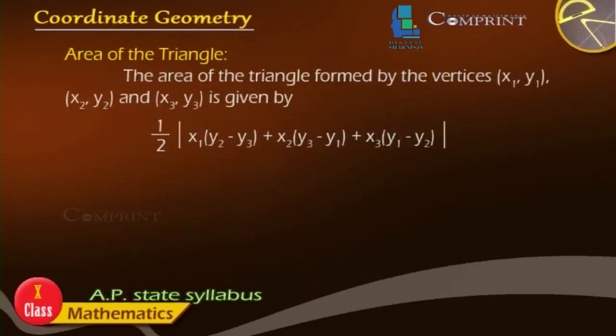Area of the triangle. The area of the triangle formed by the vertices (x1, y1), (x2, y2) and (x3, y3) is given by 1/2 into [x1 (y2 - y3) + x2 (y3 - y1) + x3 (y1 - y2)].